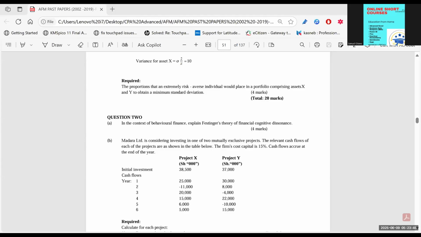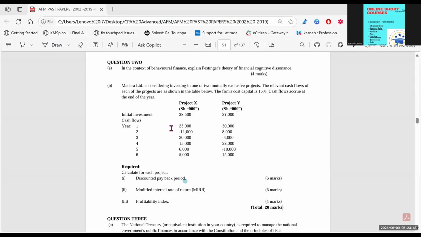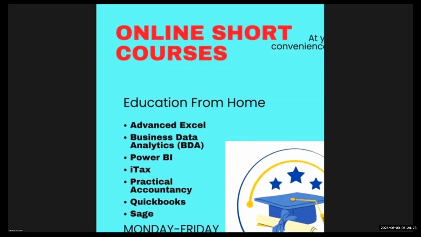Now, in the question here, that is question number 2, part B, we were given two projects, Project X and Project Y, with initial investments and the cash flows that are projected to be realized in the next 6 years, which is the project life. Remember, the cost of capital was given at 15%. And with that, we were required to compute discounted payback period. And we already did it for Project X, which is the first project. So we are supposed to go ahead and do the same for Project Y. So that's what I want us to do. So let me pull it down and share where we are doing our computation. Good. Now, let's do it.